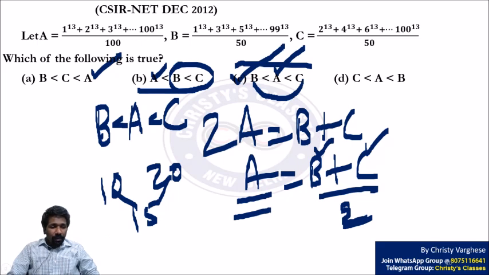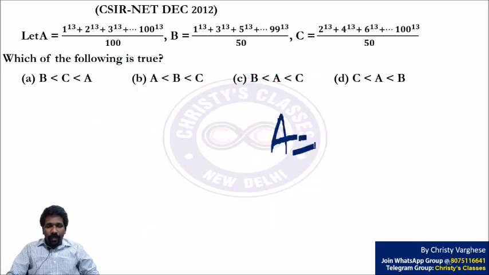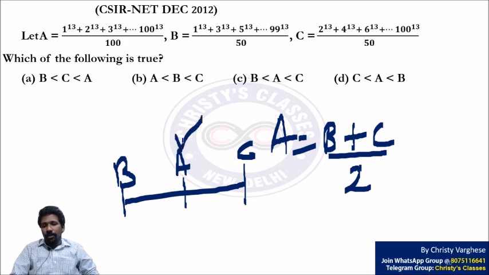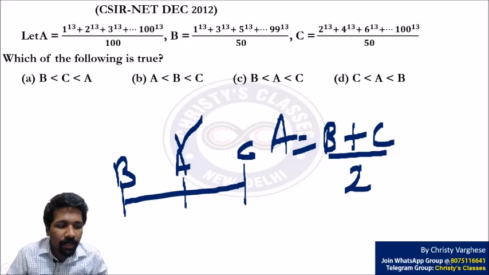Again, the concept of average is not necessary. You can interpret it in different ways. Geometrically speaking, A is the midpoint of B and C. The midpoint of something will be in between. If this is B and this is C, A is in between, the middle point. That way also you can interpret it. It is all about interpreting it. That's all.